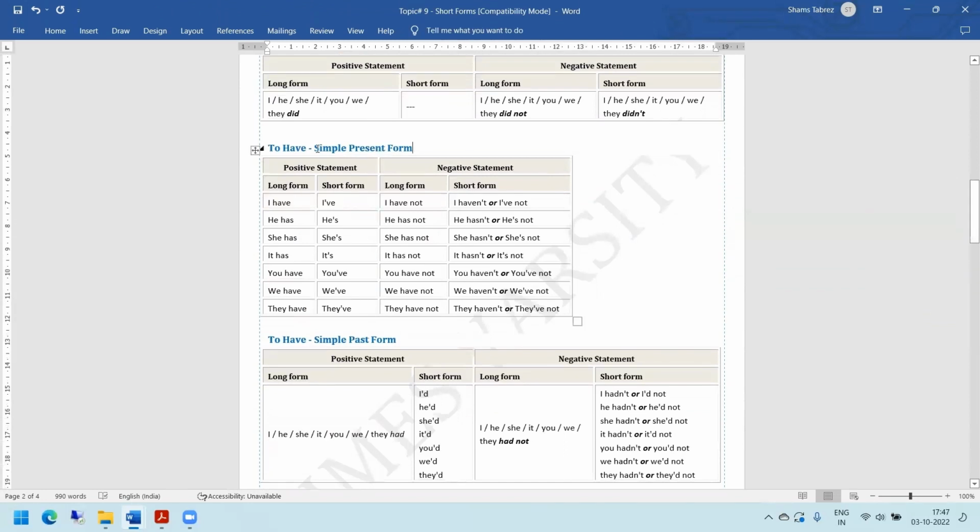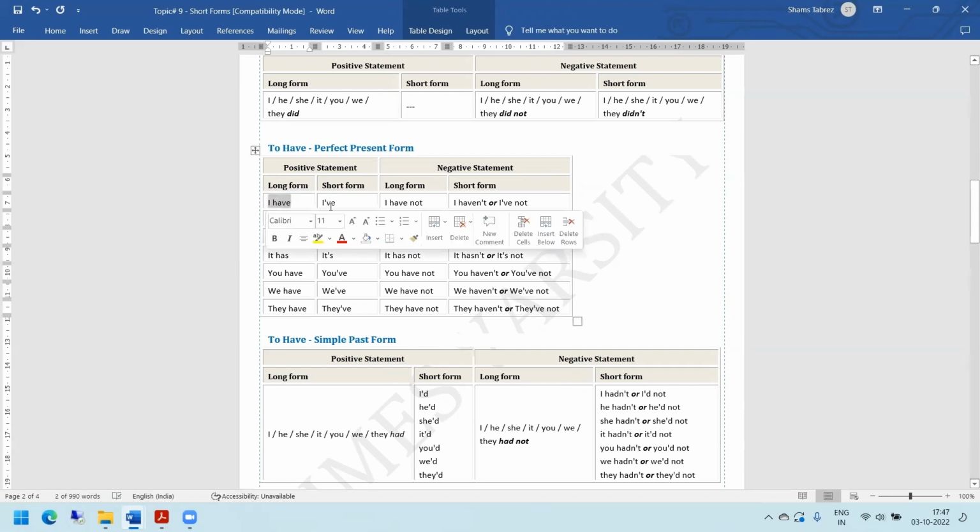And if we talk about the present perfect form, this is perfect, right? Present perfect form, where we have the helping verbs have and has. These two helping verbs are used as per whether it is first person, second person, or third person, singular or plural. As you can see here, for I have, there is a short form. This is the short form.